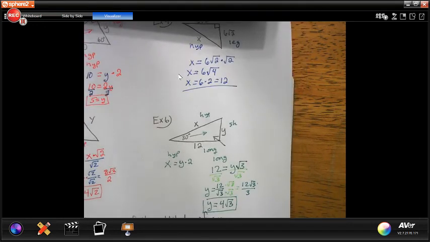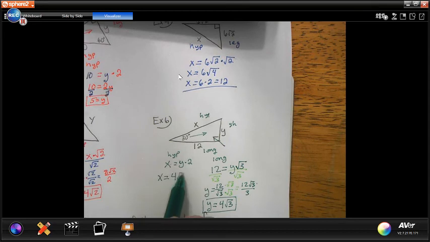Okay, then I have my question here, x equals y times radical 2. So x equals, y is 4 radical 3 times 2. Well, 4 and 2 are both whole numbers. So x equals 8 radical 3.